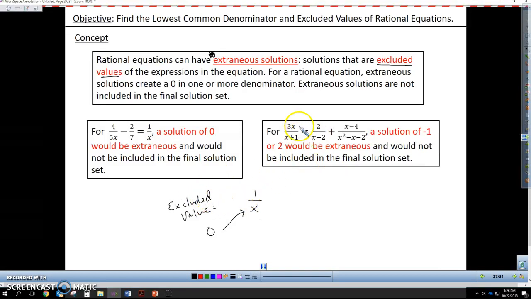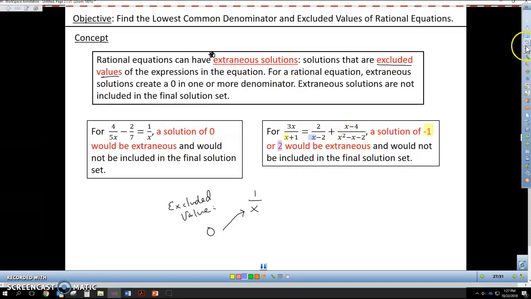So, for instance, if you look at these examples, 3x over x plus 1 equals 2 over x minus 2 plus x minus 4 over x squared minus x minus 2. If I plug in negative 1 or 2, one or multiple of my denominators would go to 0. The reason is, if I plug in negative 1 here, well, negative 1 plus 1 is 0. Can't have that. If I plug in 2 into this value of x, this goes to 0. Cannot divide by 0.